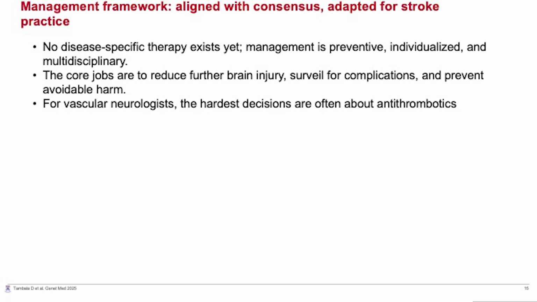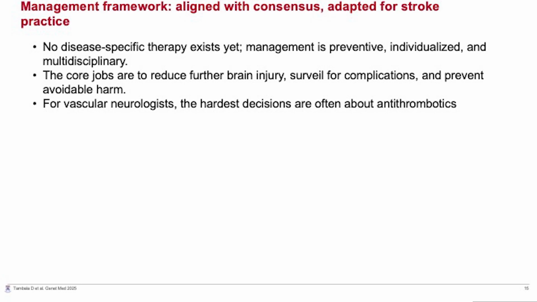So what does a management framework look like from my perspective? There's no disease-specific therapy that exists yet. So management really is monitoring and preventive. So the core jobs are reduce further brain injury, surveil for complications, and prevent avoidable harm. And for vascular neurologists, the hardest decisions are often about antithrombotics or blood thinners.